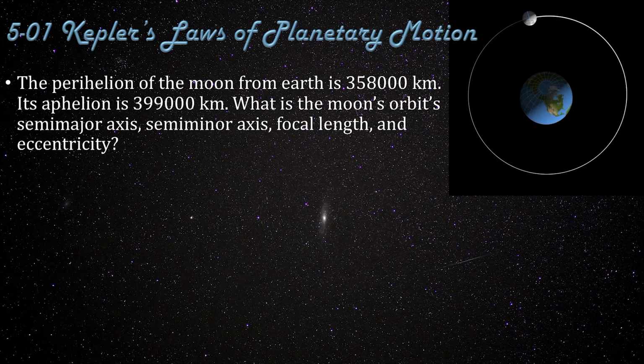Let's say the perihelion of the moon from the Earth is 358,000 kilometers. Its aphelion is 399,000 kilometers. What is the moon's orbit semi-major axis, semi-minor axis, focal length, and eccentricity? So the perihelion, that would be the RP, and the aphelion, that would be RA.